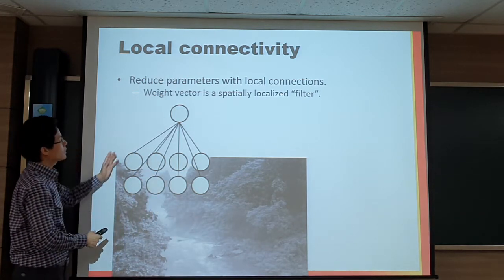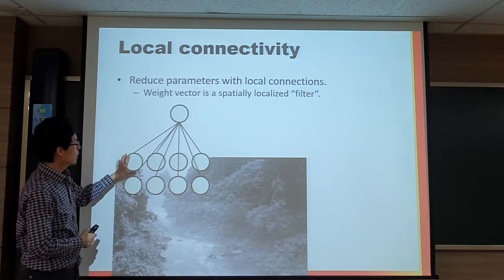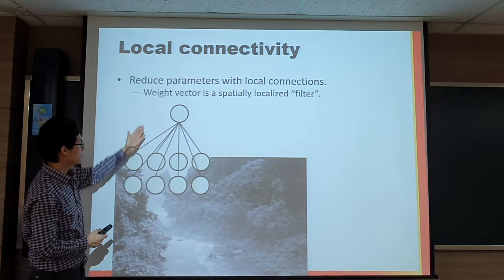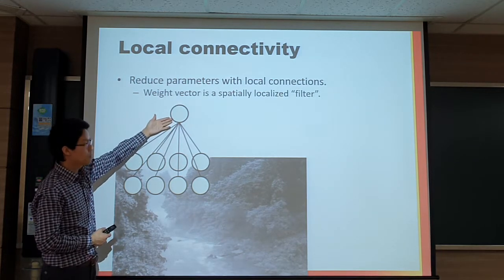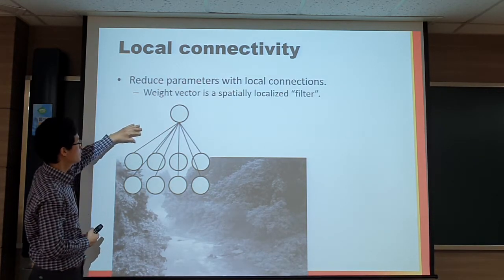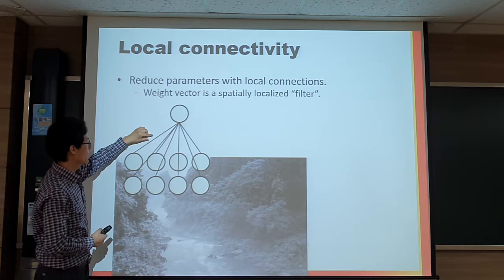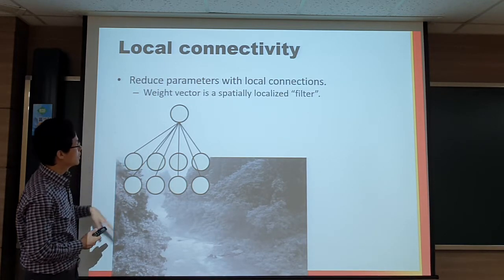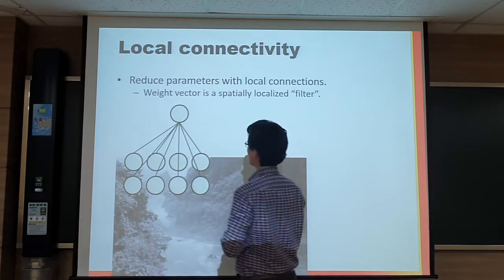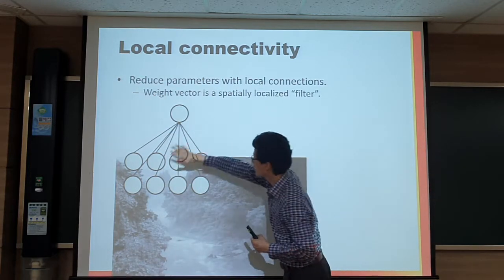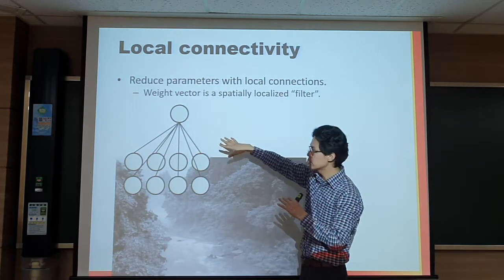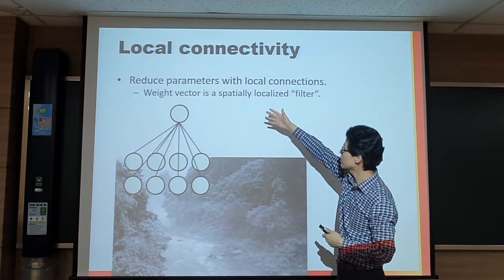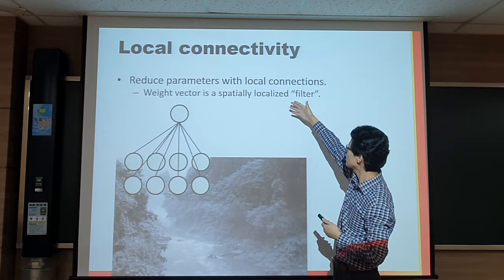And then given this local image patch, we make the connection to this output value, and then we also need the weight from this local image patch, which is the weight vector. If you consider all of those weights, in the end, through deep learning, we need to compute the weights, right? But these weights can be considered as some sort of spatially localized filter.